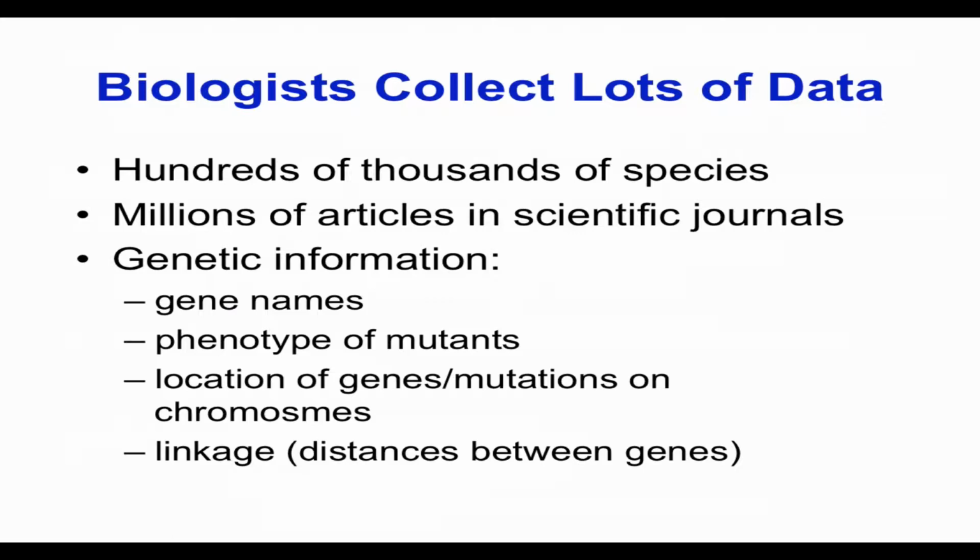So all of this is about biological data, and I like to simplify. Biologists collect lots of data. There's hundreds of thousands of species, millions of articles in the scientific journals, and then there's genetic information, gene names, phenotypes, locations of genes, mutations, and other landmarks on chromosomes. There's linkage. There's all types of data that tend to be reported in large batches in papers and then stored in public data sets, databases. And it's particularly important that you be able to access those data, compare to new data that you're generating experimentally.